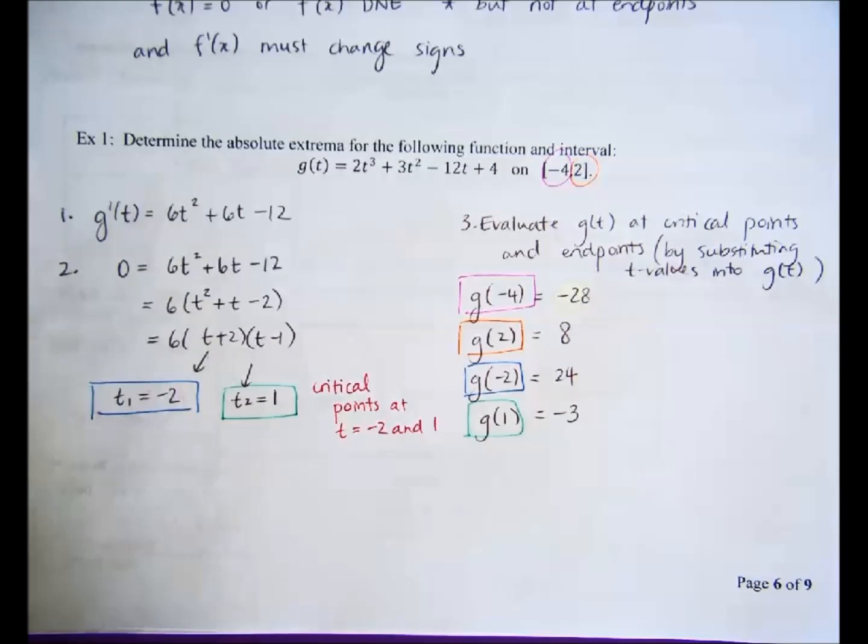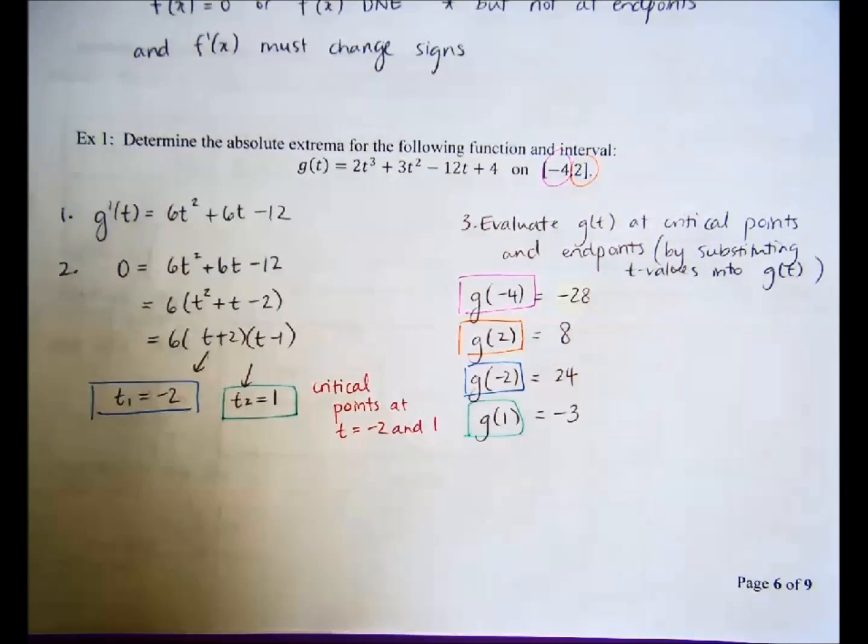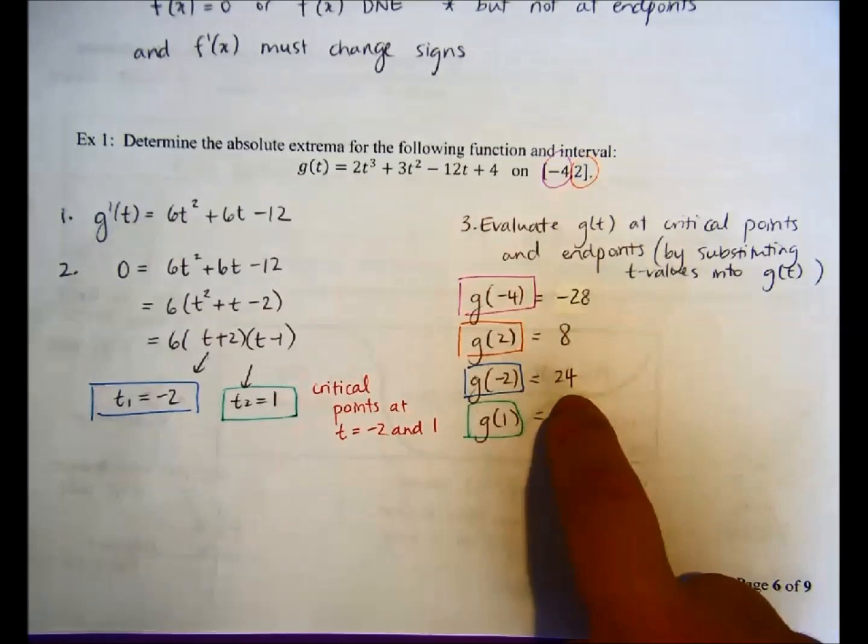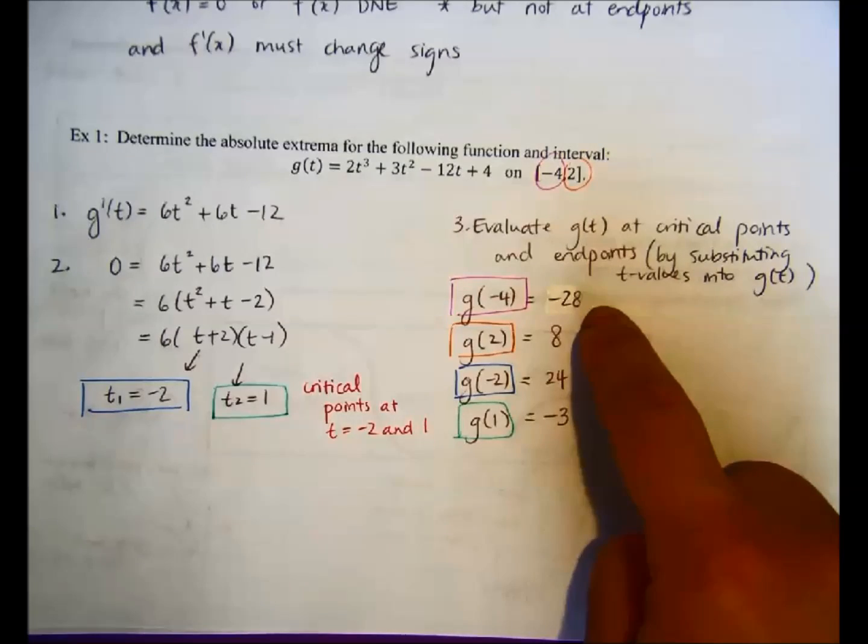Okay. So now we need to figure out the absolute maximum and absolute minimum. That's pretty easy to do. All we need to do is look for the highest point and the lowest point. So that would be our 24 absolute maximum and -28 absolute minimum.